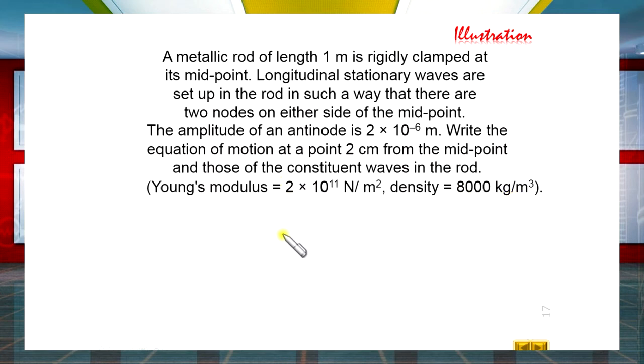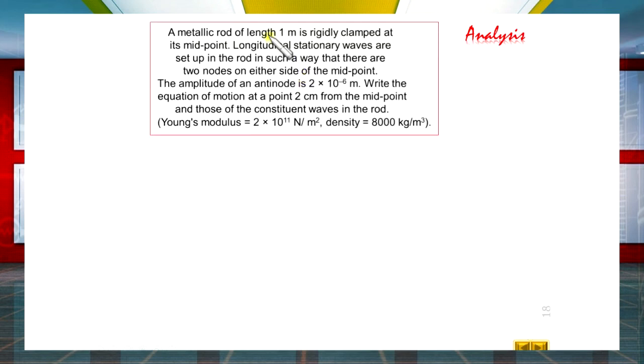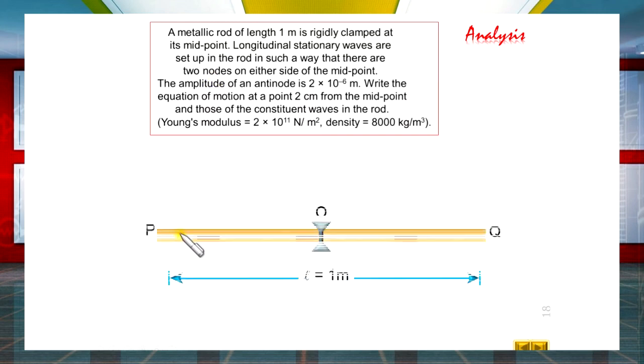Let us place the problem to the next page and try to draw the diagram of the situation. The length of the rod is 1 meter. Middle point is clamped. That means that clamped point should be a node. If middle point is clamped, that means the ends of the rod should be free. That means there should be antinodes. And because it is given that on either side of the middle point there are two nodes, we can make the diagram of the situation like this: antinode, antinode, node, and two nodes on either side.